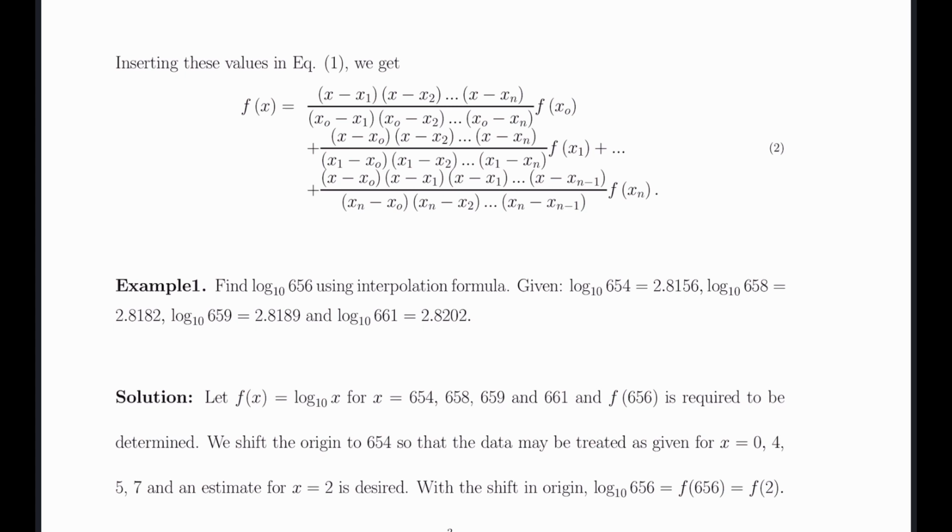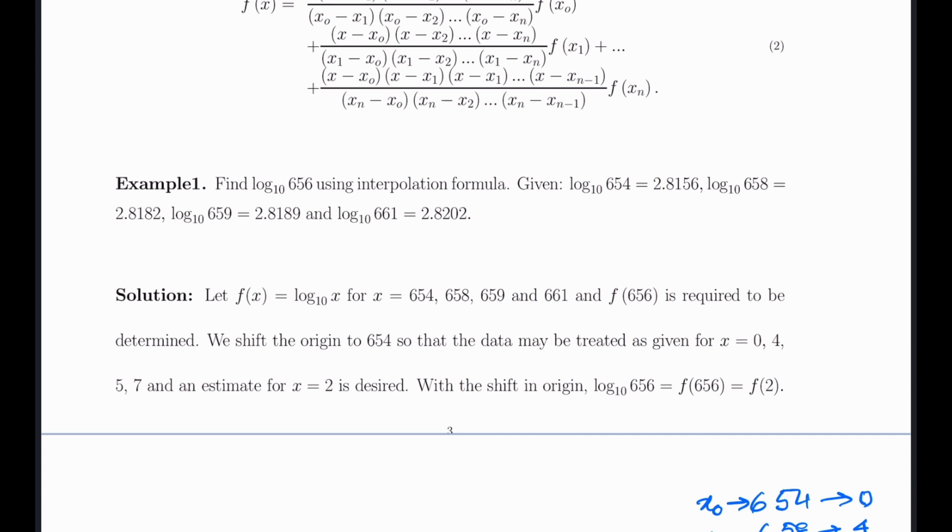And the last term will be (x minus x0)(x minus x1)(x minus x2) up to (x minus xn-1) divided by (xn minus x0)(xn minus x1) up to (xn minus xn-1) into f(xn). So this is the Lagrange formula which can be applied when the arguments are not equally spaced. So this is all about the Lagrange formula. Now see how this can be used to solve a given problem.